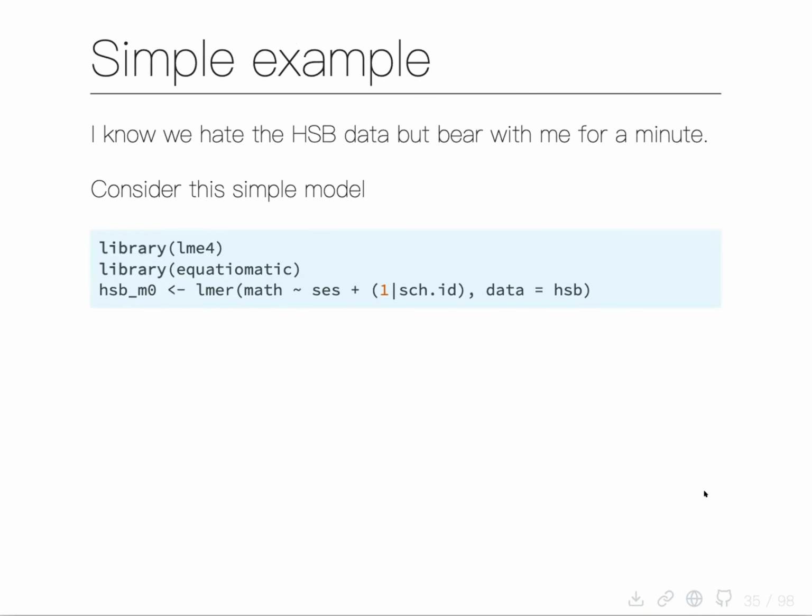Okay, here's a simple example. And again, I know we're all sick of HSB, but whatever, it's just a quick example. So I'm using lme4 and I'm using equatiomatic because that has the HSB data set. Okay, I'm fitting a model that looks like this. So I have math is predicted by SES score, and then the intercept is randomly varying across school IDs. Okay.